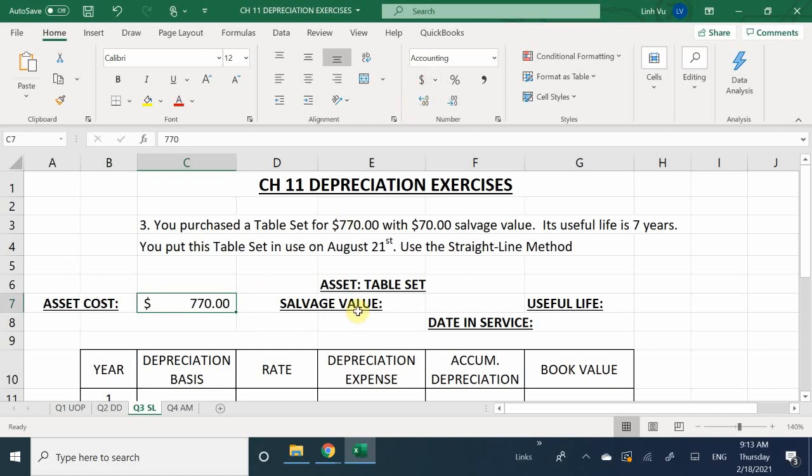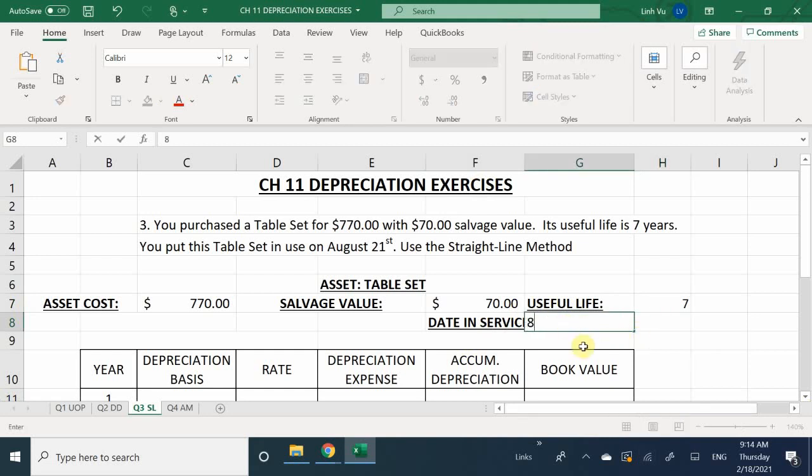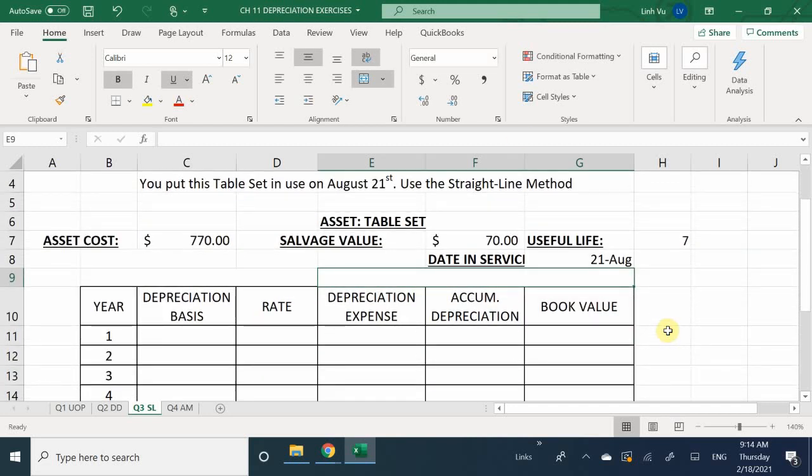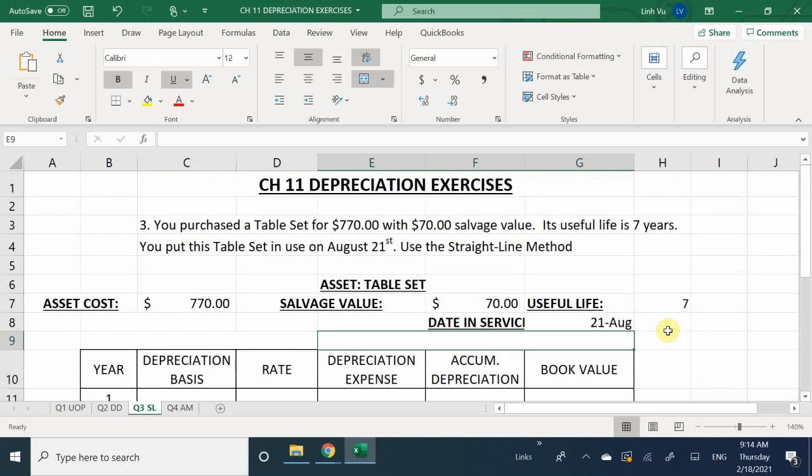What's my salvage value on it? 70. You want it for 70 bucks. It's a table set, so it should last you way longer than that, or be worth way more than that. And what's its useful life? 7 years. And lastly, when do we place this into service? August 21st. So what does this tell us? Depreciation starts in September. Good. And because we're dealing with straight line, it is time sensitive.